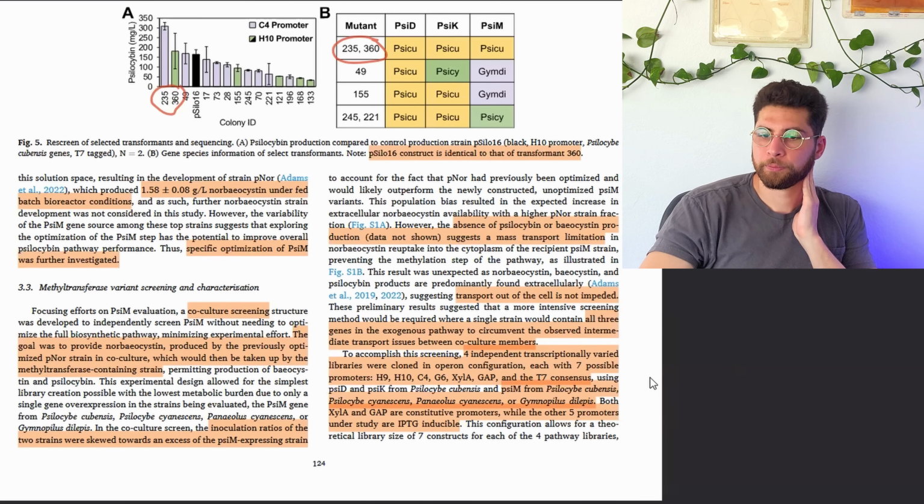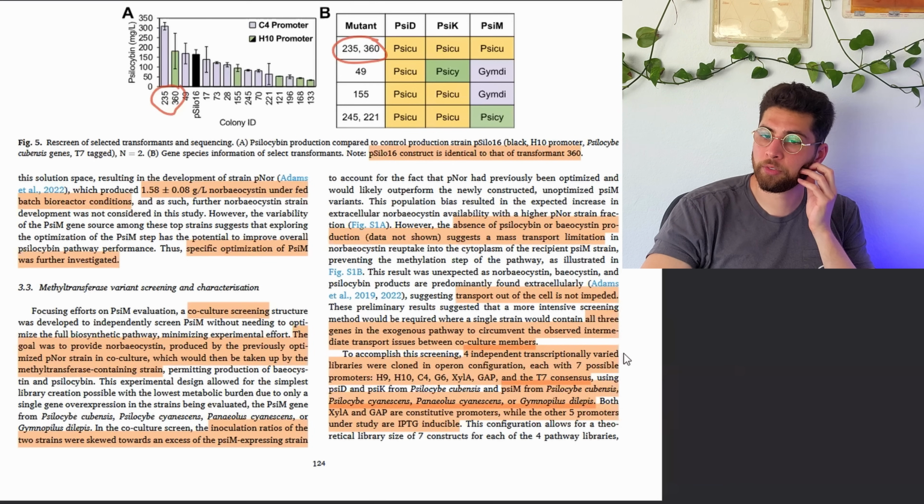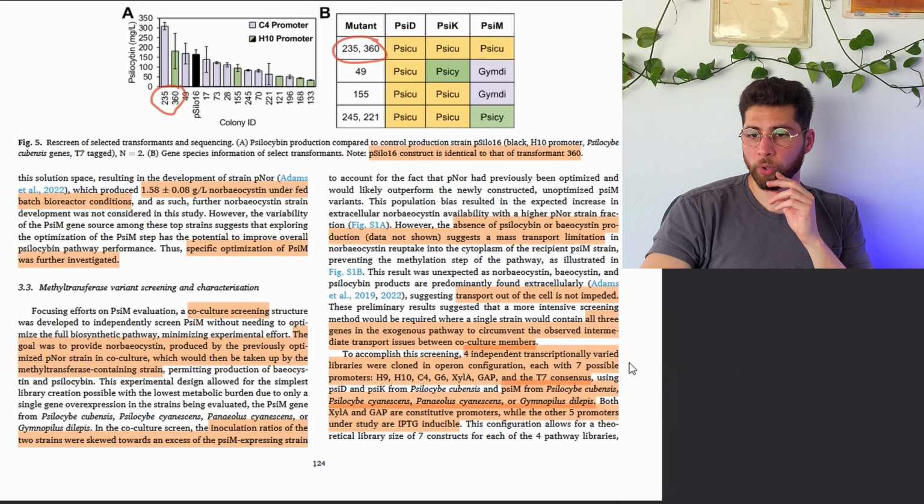So, yeah, so again, they're saying, like I just said, that transport out of the cell is not impeded. Right. 4 independent transcriptionally varied libraries were cloned in operon configuration, each with 7 possible promoters. So now they're testing 4 genes with 7 possible promoters in a strain that already produces norbaeocystin. So now they're doing it all in one cell. They're varying the Psi-M gene from these different organisms, again, with these 7 different promoters.